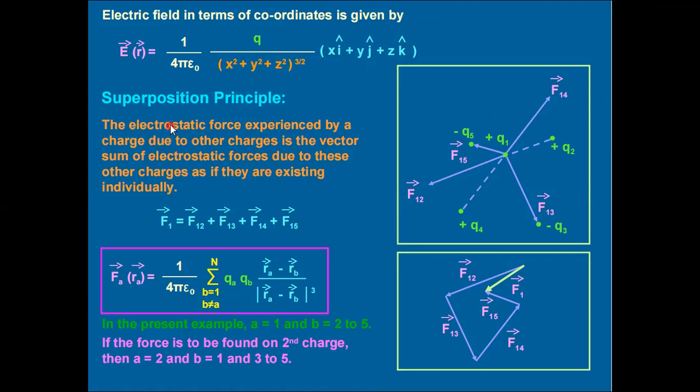So by the superposition principle, the electrostatic force experienced by a charge due to other charges is the vector sum of the electrostatic forces due to these other charges as they are existing individually. So capital F equals F12, the force from charge 1 to 2, and F13 will be the force from charge 1 to 3. Okay, from this figure we can write this sum of all forces.